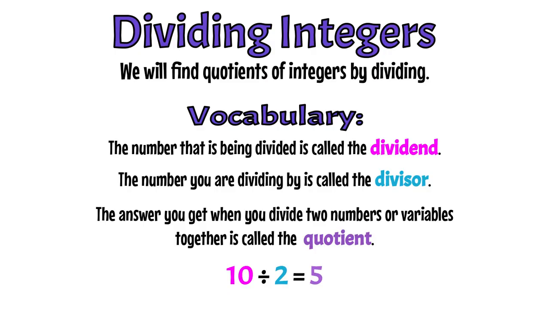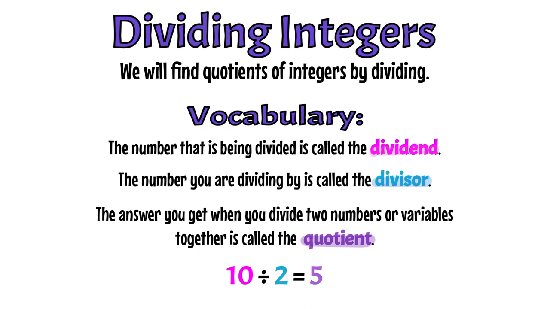In today's video, we're going to be dividing integers to find quotients. Let's first talk about a little vocabulary. The number that is being divided is called the dividend. The number you're dividing by is called the divisor, and the answer you get when you divide two numbers or variables is called the quotient. So in the problem 10 divided by 2 equals 5, 10 is the dividend, 2 is the divisor, and 5 is the quotient.